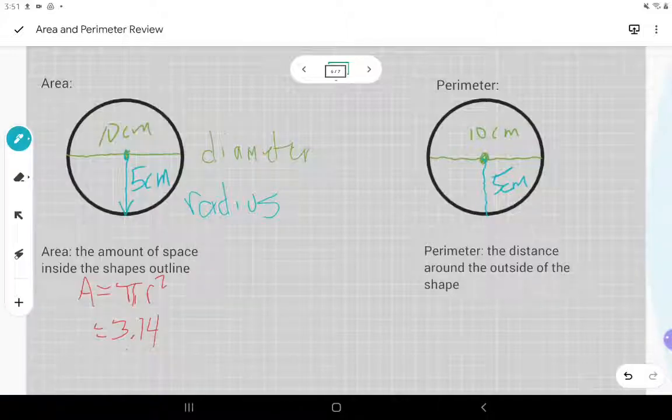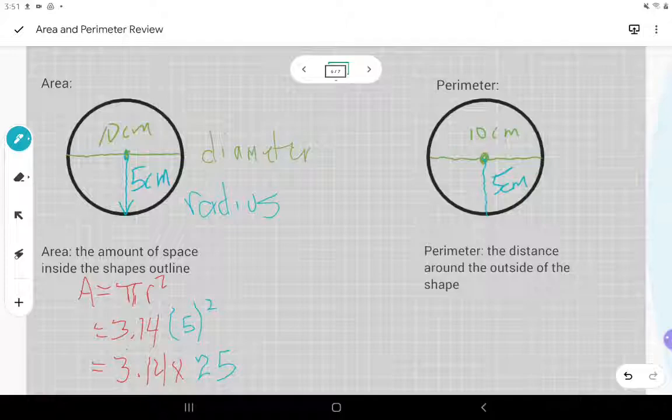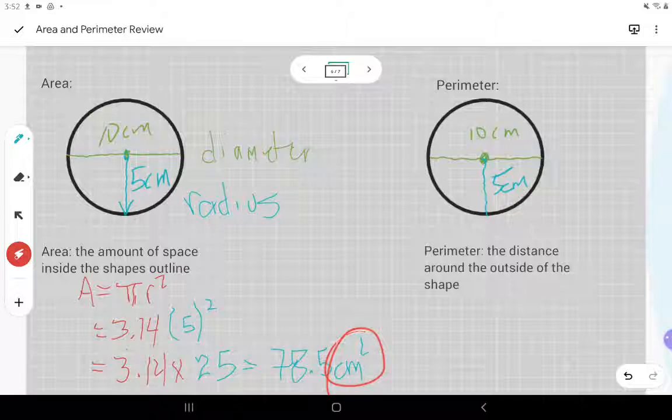Our formula calls for the radius, pi times the radius squared. So the radius here is 5. I'm going to put in the radius of 5, and it's 3.14 times 5 squared. Now remember BEDMAS, order of operations, tells me I must do my exponents before my multiplication. So I still have this 3.14, and then I'm going to multiply by 5 times 5, because 5 squared means 5 times 5, is 25. So I need to do that exponent first. And 3.14 times 25 gives us an answer of 78.5 centimeters squared. So remember, area, centimeters squared.